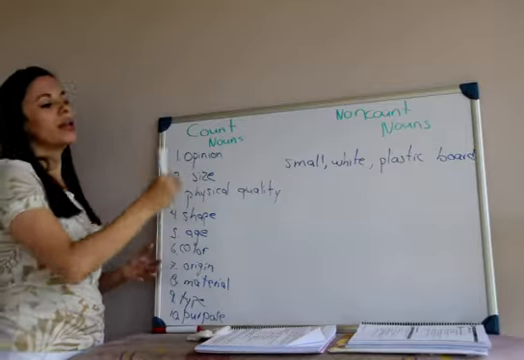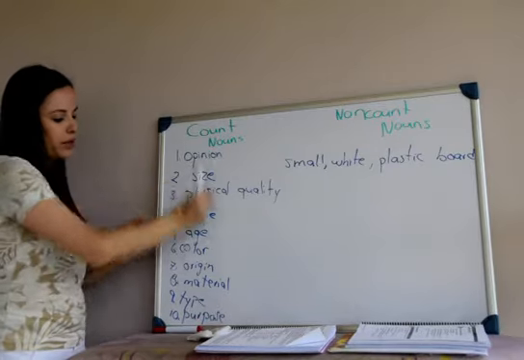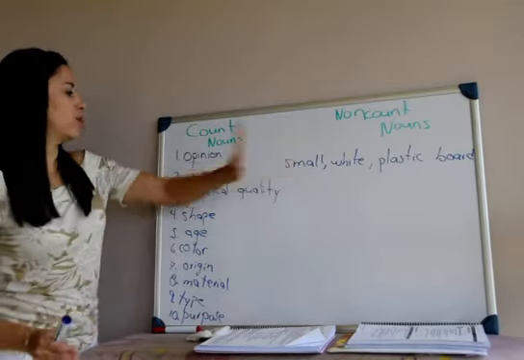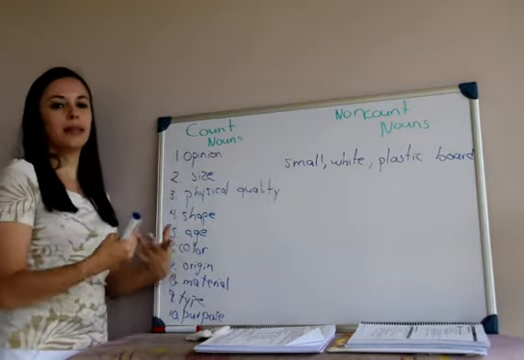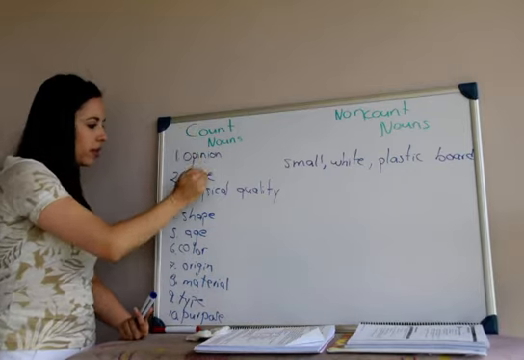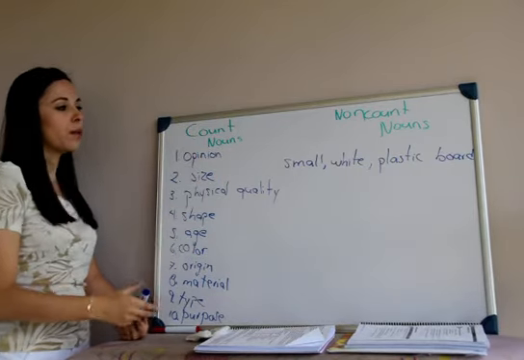We always need to follow that order. We can use different adjectives, of course. I can change small for opinion. This is a very useful white plastic board, right? But we are using the same order, so you need to remember that.